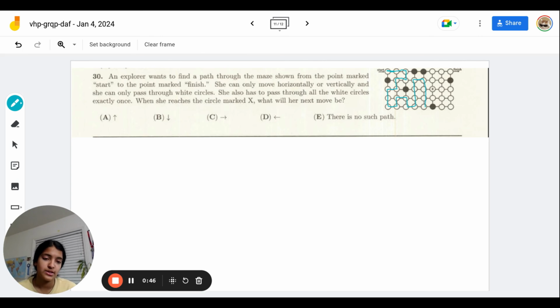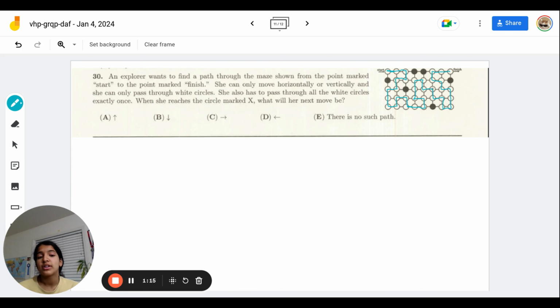Oh, I think I did something wrong. Okay, let's backtrack a little bit to right about here. Oh. And I think I move across like that. Yeah, there we go. And then like this. And I got to the very end without hitting a single black circle and entering all the white circles only once.